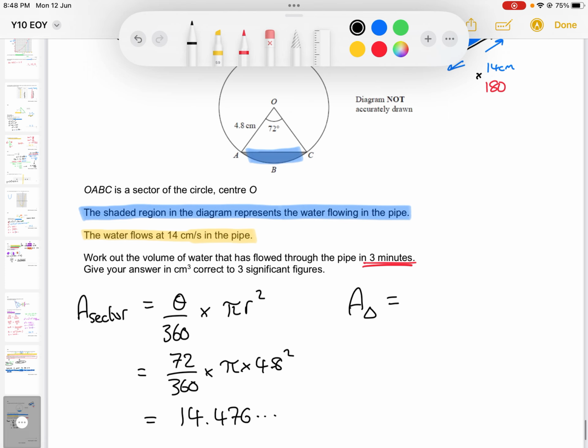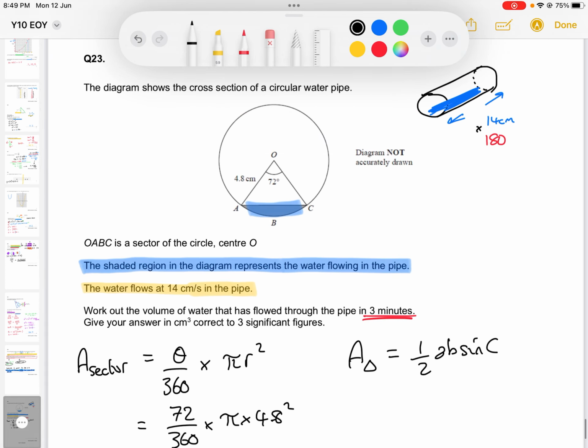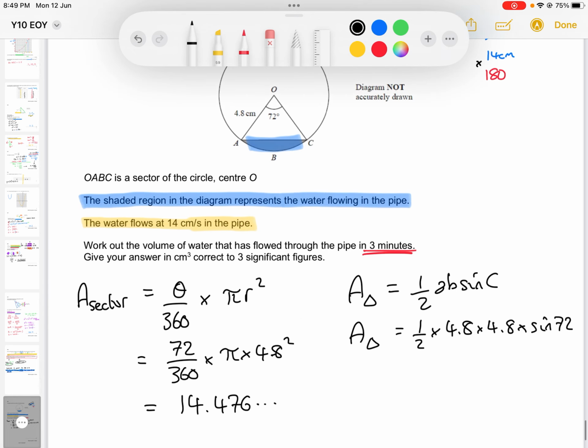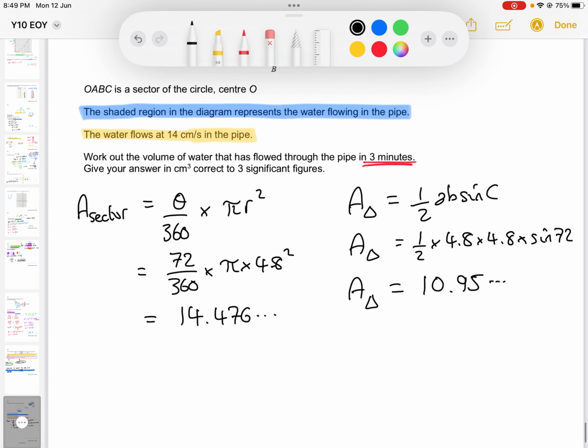is half of AB sine C, a formula you're given in the formula sheet at the front of the books. So for any angle C, as long as you have the sides either side of it, 4.8, either side are A and B, you can use this formula. So we have all the information that we need here, which will be half of 4.8 times 4.8 times sine of 72, which will give us an answer of 10.95... We then take them away from each other.